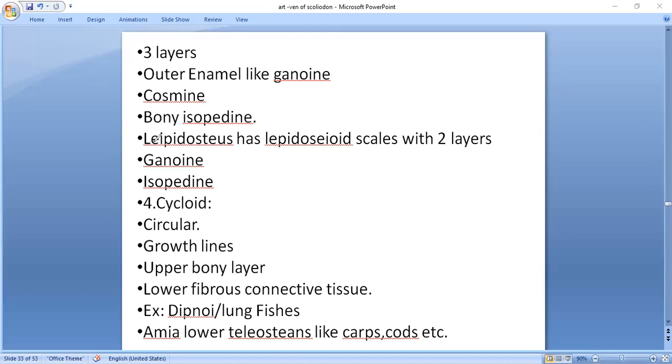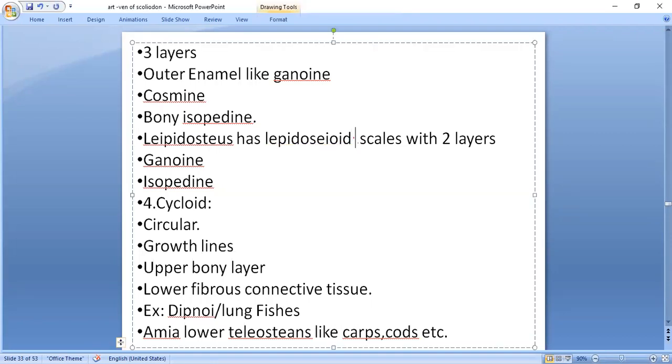And then Lepidosteus has lepidosteoid type of scales with two layers only: outer ganoine and inner bony isopedine. Such a kind of scale is called lepidosteoid type of scales. The example is Lepidosteus.